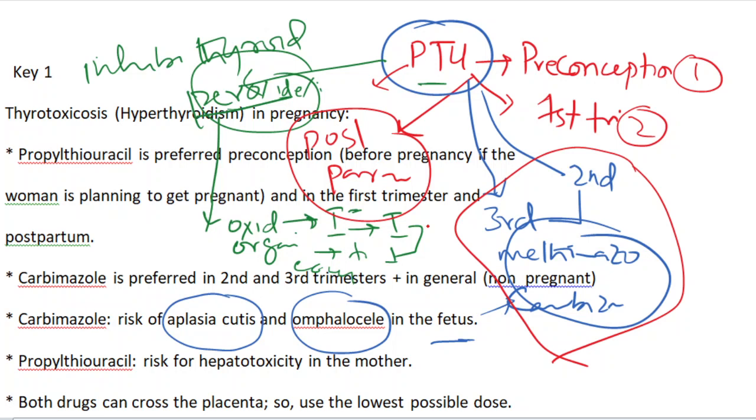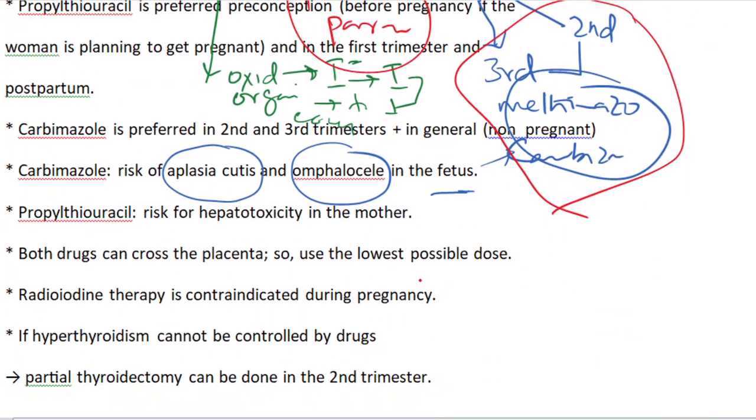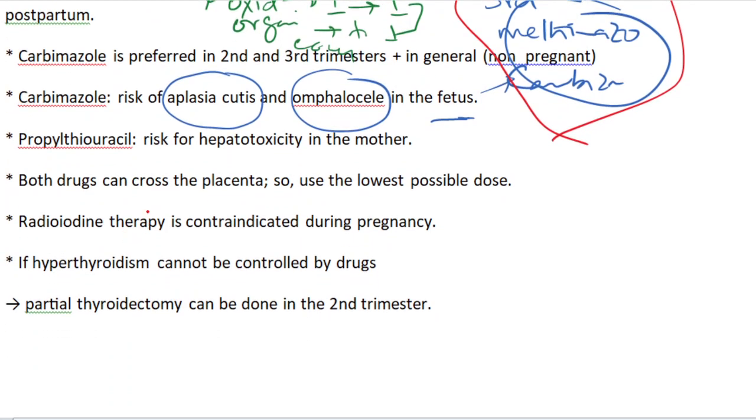And then there is carbimazole. Carbimazole is preferred in the second and third trimester, and in general in non-pregnant females. And carbimazole has a risk of aplasia cutis and omphalocele. That's why we don't give it in the first trimester. And then comes propylthiouracil. It has the risk of hepatotoxicity in the mother. Both drugs can cross the placenta, so use the lowest possible dose.